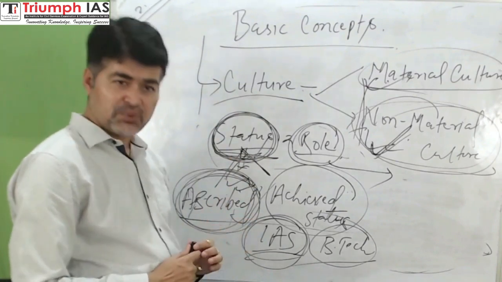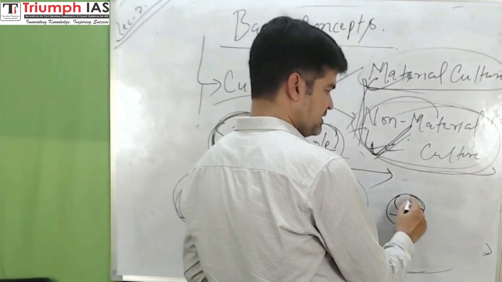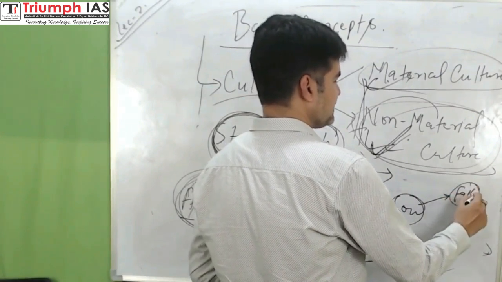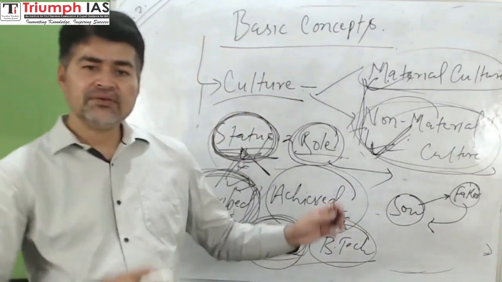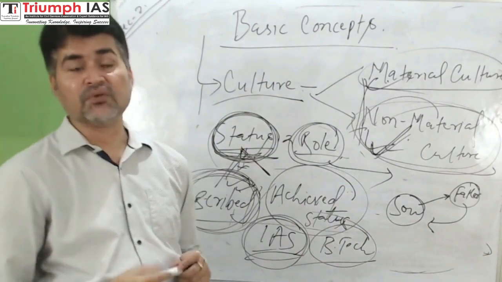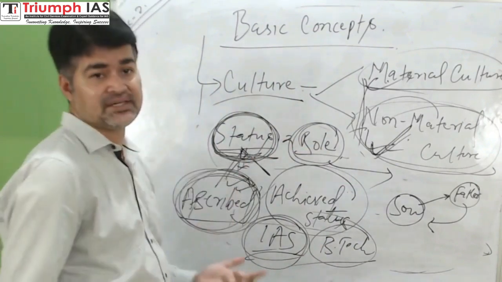Some responsibilities, like son status, responsibilities towards father; father status, role, responsibility towards son, right? So in every position, every status, individual members of society have to perform certain roles. Role is nothing but the dynamic aspect of status, right?